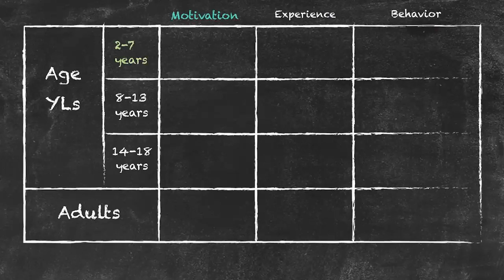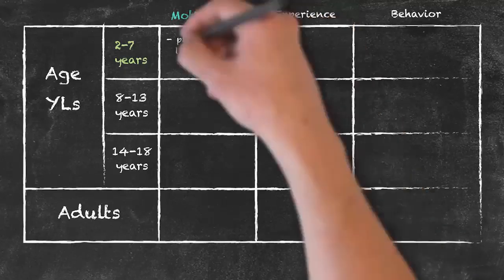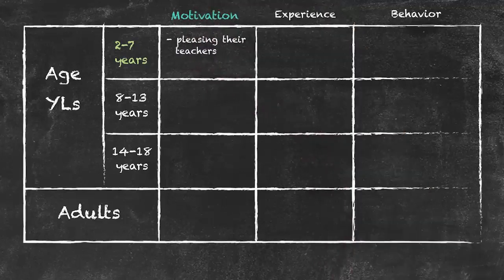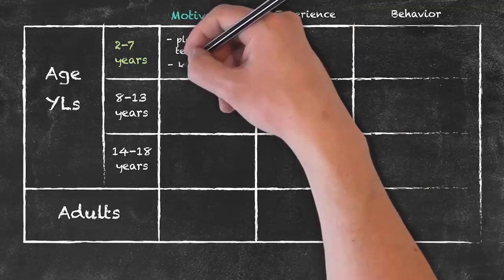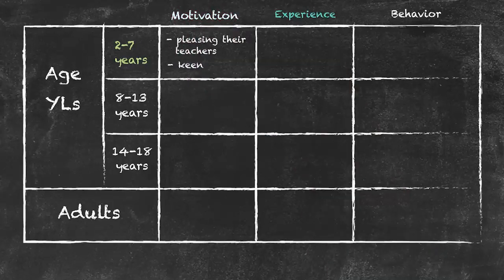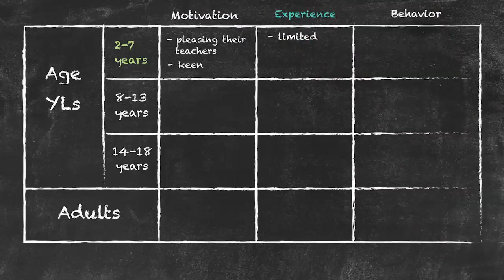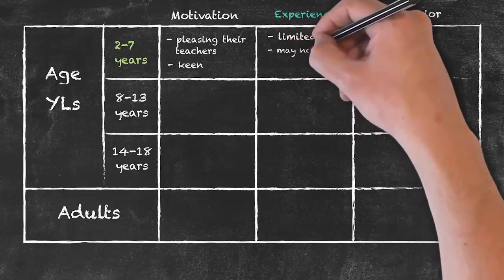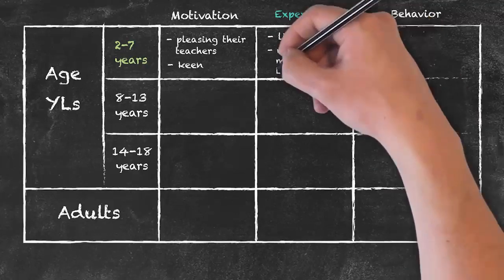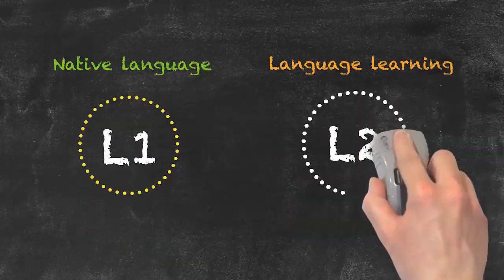If we run through the 2 to 7 years for each of those 3 factors, thinking about motivation, well, in terms of motivation, the 2 to 7-year-olds, one of the main motivators for them while at school is to actually please their teachers. The other motivating factor that they bring with them at that particularly young age is the fact that they are keen. What experiences do they bring? Limited in terms of life experiences, and indeed at this very young age they may not even have mastered their own native language. Take that native language, we call that L1, the language that they're learning, L2.